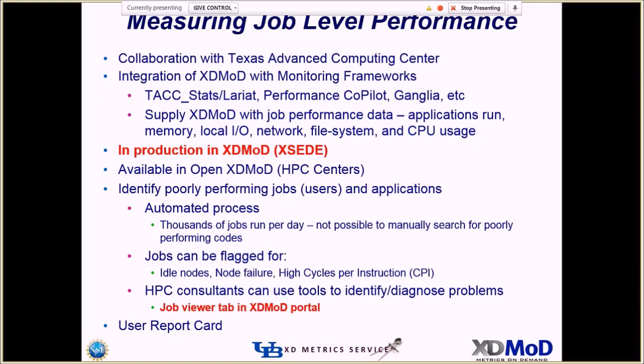We run it every 10 seconds, I think, here, collect the data, and we've noticed no measurable real impact on the user's performance. So it's available in Open XDMoD, like I said, for HPC centers, and I've already gone over a lot of this stuff before, but you can flag jobs for idle nodes, node failure, high cycles per instruction, all of which are not necessarily good, and sometimes there's a reason for it, most of the times there isn't. And then, like I mentioned before, we use it every single day here.